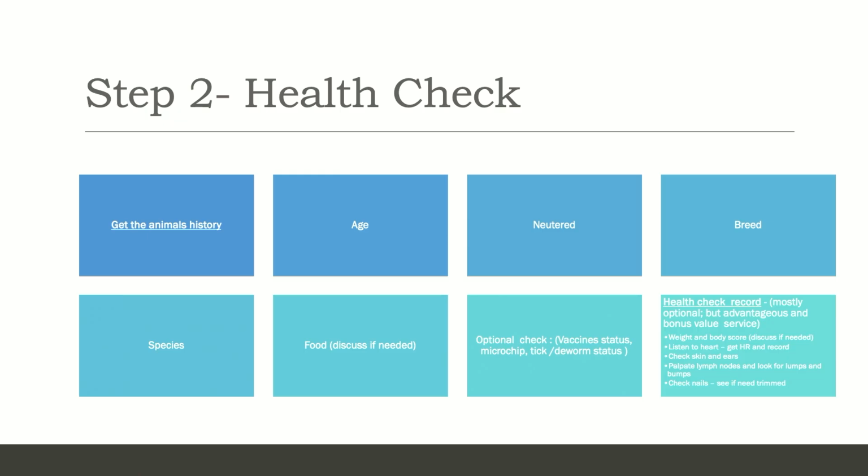And also, an advantageous thing to do is look at their weight and body condition, so discuss if needed. If you can, also take their heart and heart rate, record that. Have a quick once over of their skin and ears to highlight any other problems. You may want to palpate their lymph nodes or look for any lumps and bumps. And also you might want to check their nails as well. So these are just an overall health check, what I call an opportunity check, while you've got the animal there.